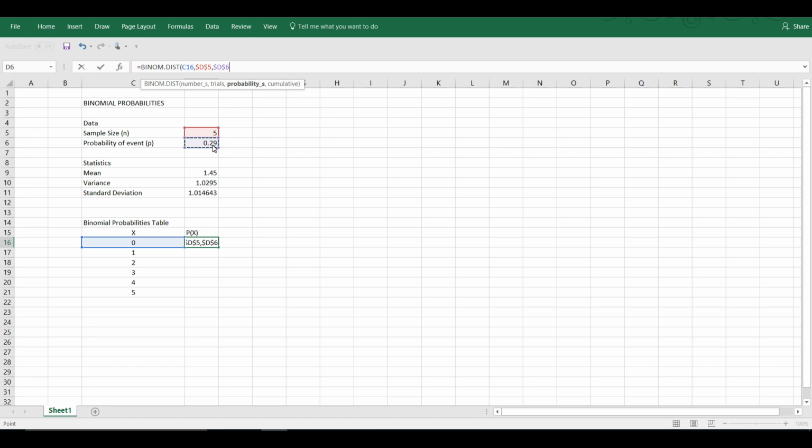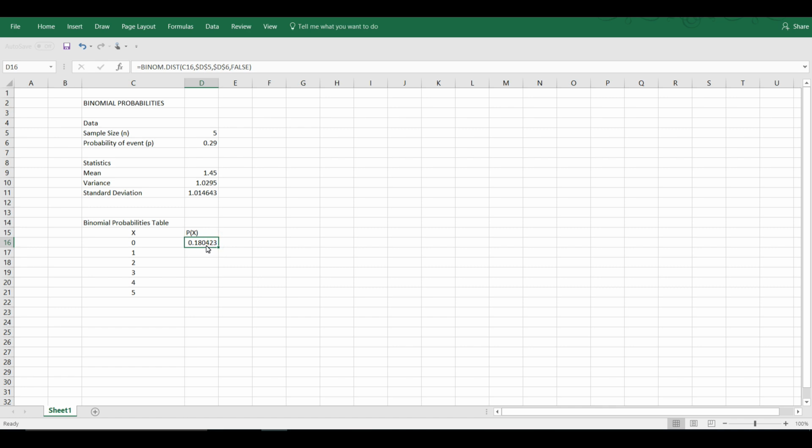Okay, and then we have comma cumulative, and in this case we are saying false because we don't want a cumulative distribution. In a moment we will do a cumulative distribution. So we type in false and then end parentheses and press enter, and we get 0.180423. You remember that number from before.